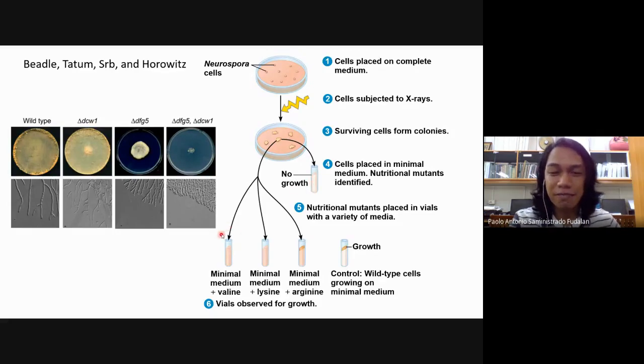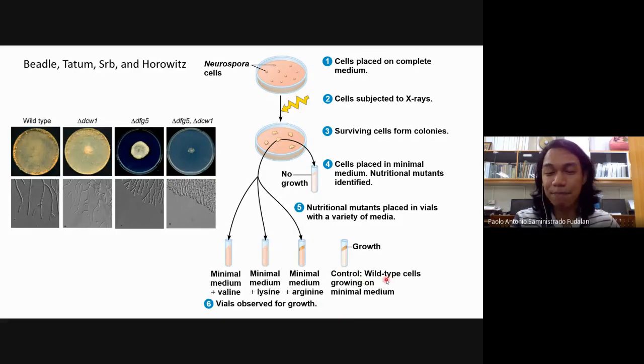And then they had another medium, minimal medium, but they provided a nutrient, valine. This is an amino acid, valine. And then some cells survived, some haven't. And then they also had a minimal medium, but this time only lysine. Notice here the cells didn't really survive. And then lastly, there's a minimal medium plus arginine. And they noticed some of the mutants from their original mutants survived here. And their control, of course, is the wild type.